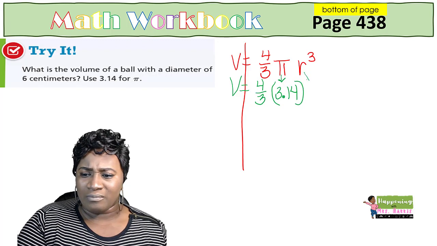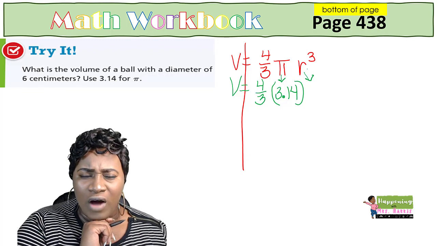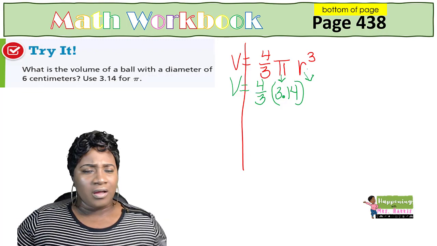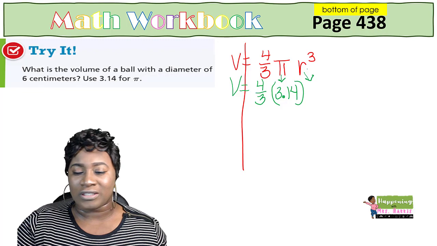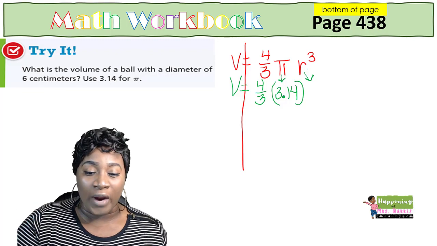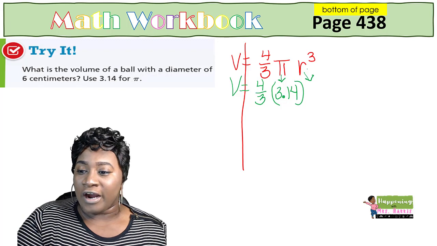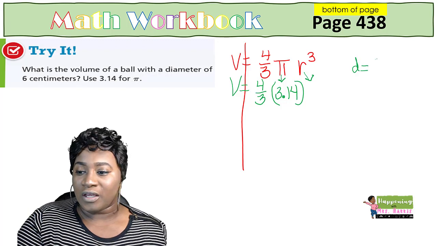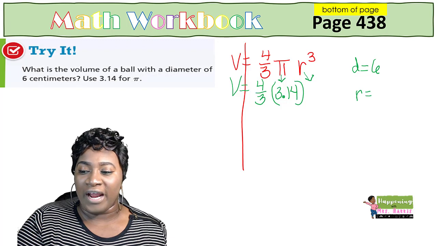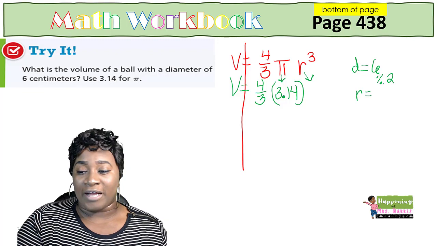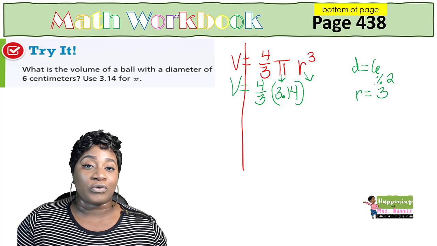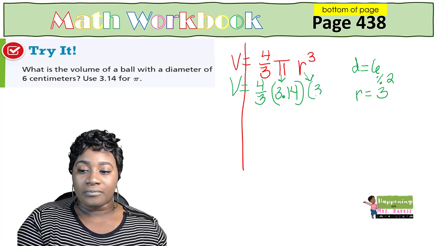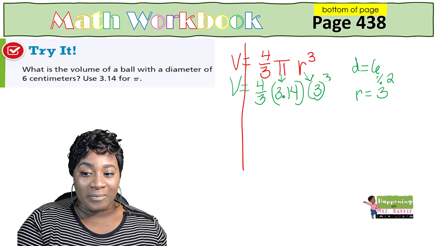And the radius. Now let me go back to the problem. The volume of a ball with the diameter of 6. I don't see the radius, but I have the diameter. So out to the side, I'm going to have to do an extra step. I need to find the radius since I'm only given the diameter. I see that the diameter equals 6, and in order to find the radius, I will need to divide the diameter in half. So I'll do 6 divided by 2. That'll give me 3. Therefore, my radius is 3, and I can now substitute that 3 for R. And don't forget the cube, the third power.